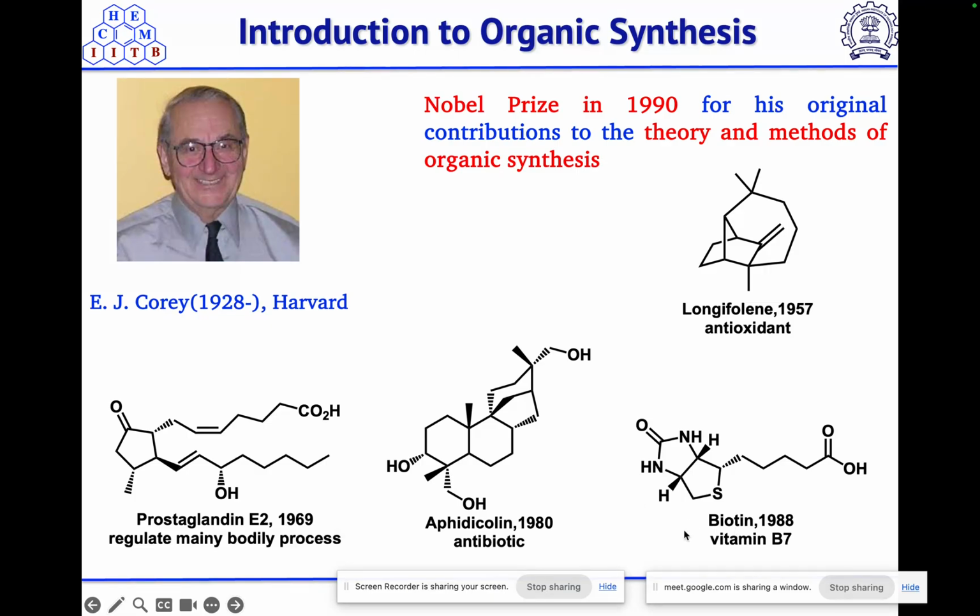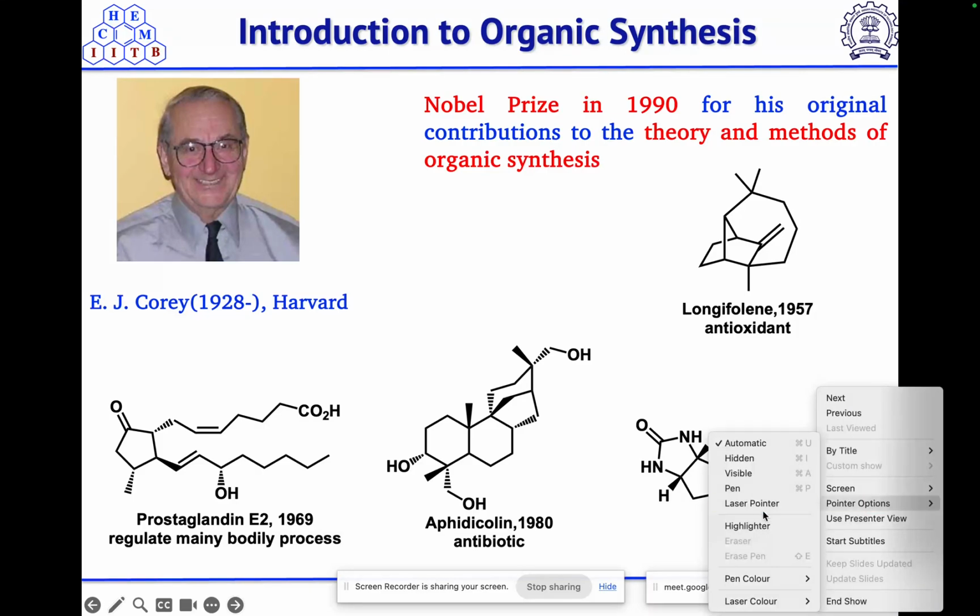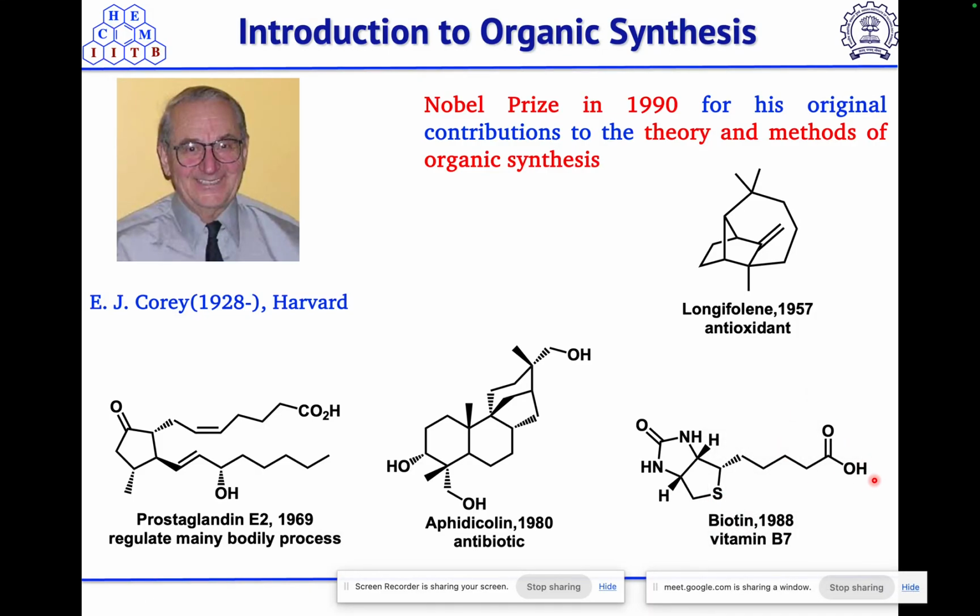Also this biotin, if you see, biotin also known as vitamin B7, is the energy source. So if you see, this is a 5-fused ring, also having this carboxylic acid side chain, and this 5 is cis-fused because both hydrogens are cis. So this synthesis also he did in 1988.